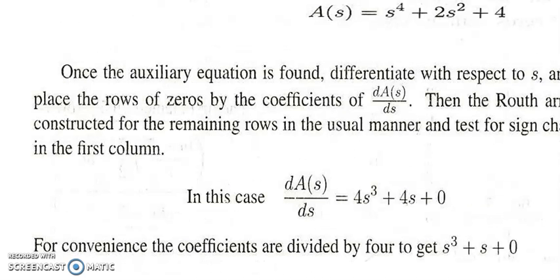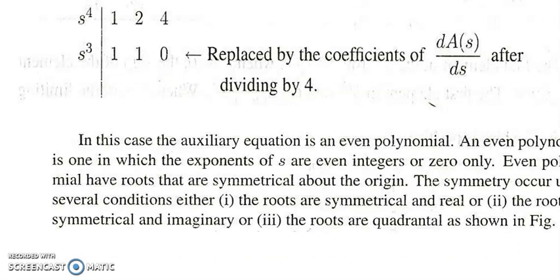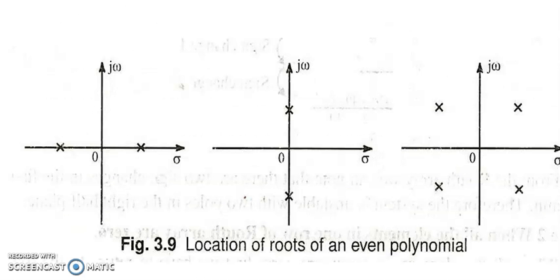Now you should be able to take a derivative of A of S to get dA of S by dS, which is 4s cube plus 4s equals 0. So for convenience, you can divide the coefficients by 4. So you have s cube plus s is equal to 0. So now all the coefficients which were 0 are replaced with the values of the coefficients of the derivative, which is 1, 1, 0.